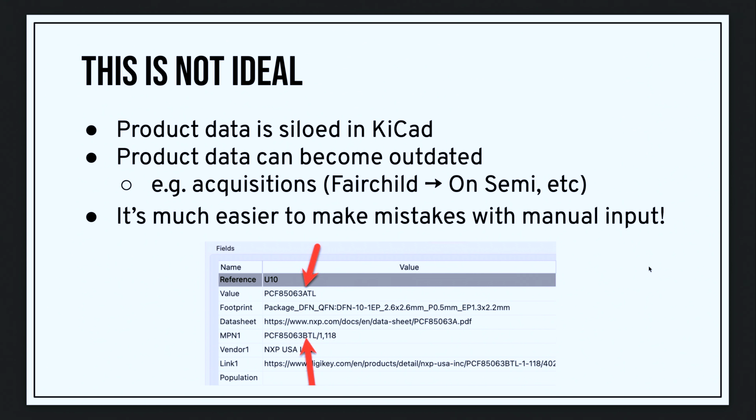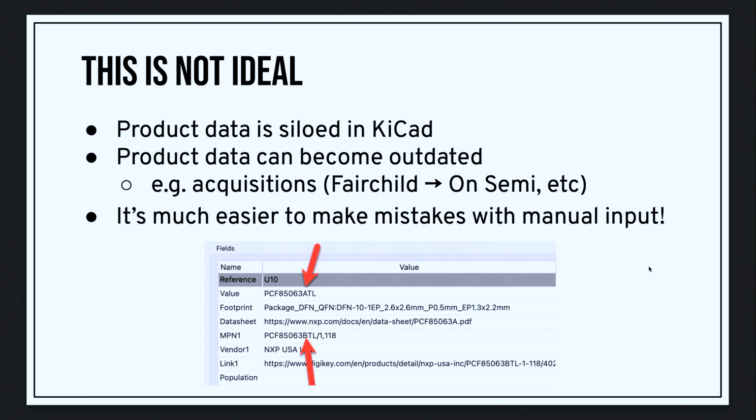And then that product data can also become outdated over time. Manufacturers get acquired. If you put Fairchild in your bill of materials today, and then you come back to those files later, you may find that they've been acquired by ON Semiconductor, or other things change about that manufacturing and supply chain data over time.